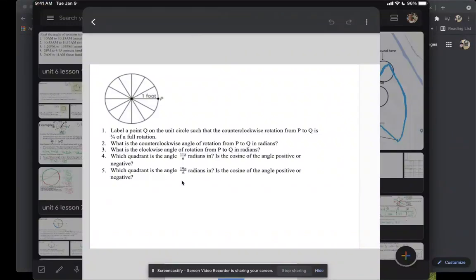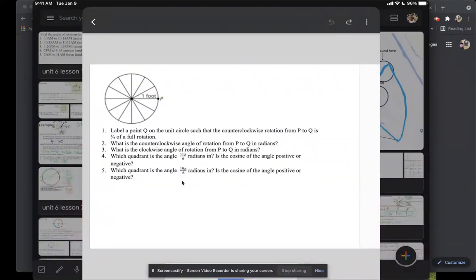Lesson 11, again, no new lesson notes today, so let's get right into the examples. We're going to assume that this is a unit circle here. Actually, we can say it's a unit circle because it's got a radius of a foot. So we know we have a unit circle.